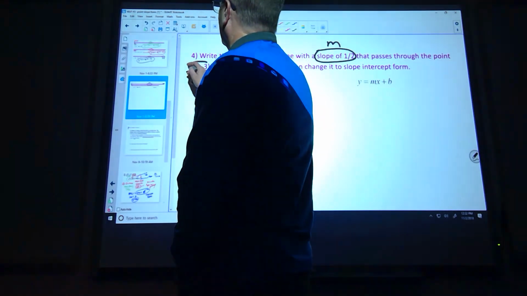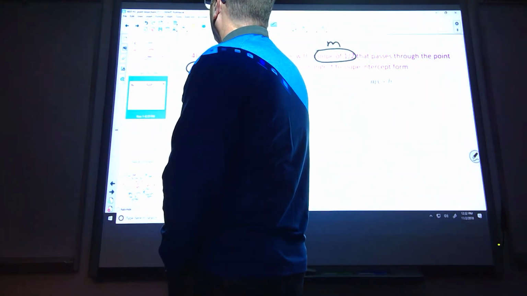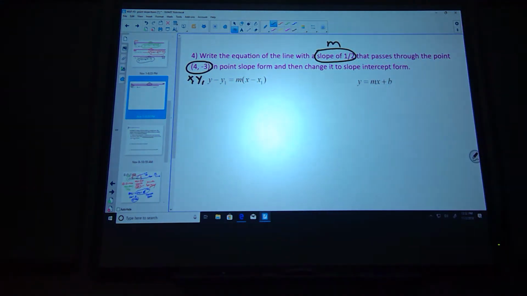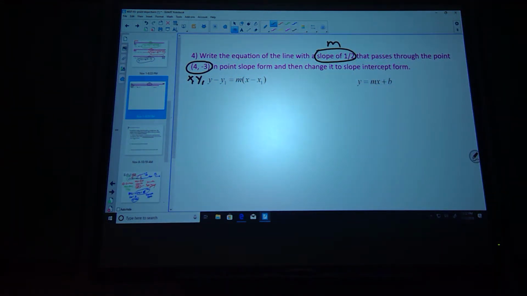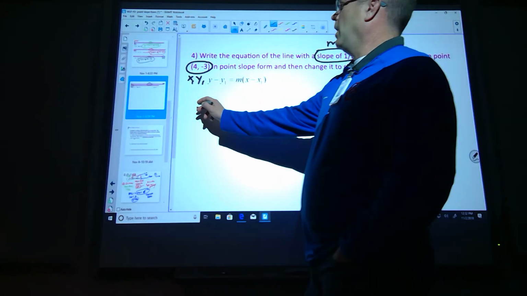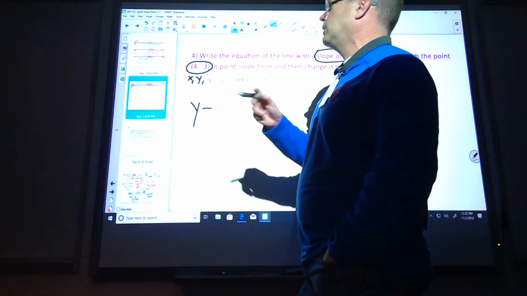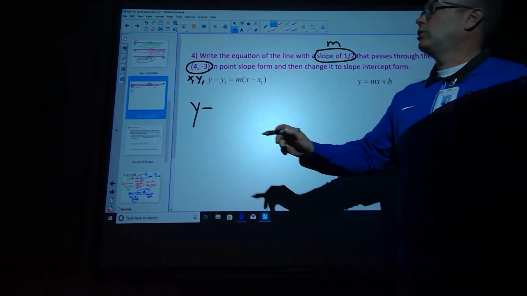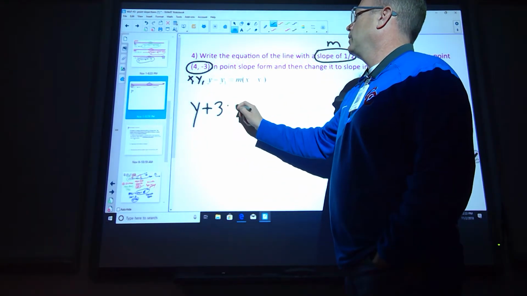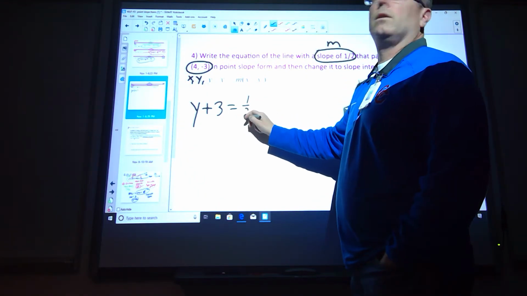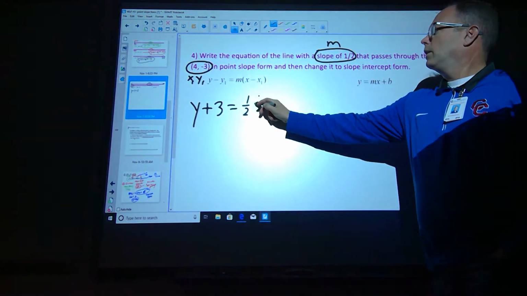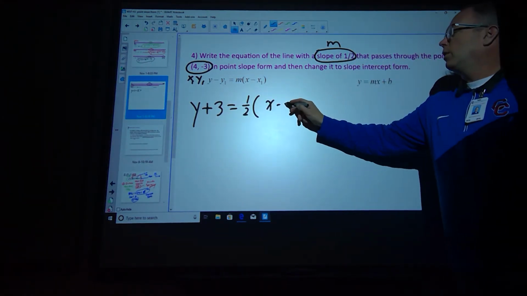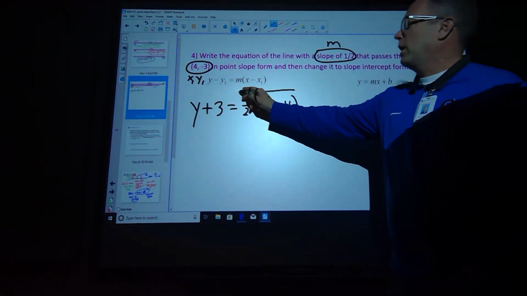All right, and this is x1, y1, right? Do we all agree? We good? All right, so y minus... Oh, it's plus 3 because it's minus minus, right? Slope is 1/2. x minus 4. Okay, so that's our point slope. Everyone okay with that? Yes.